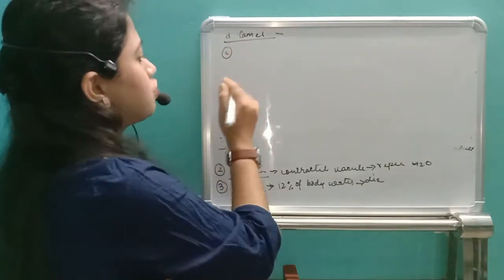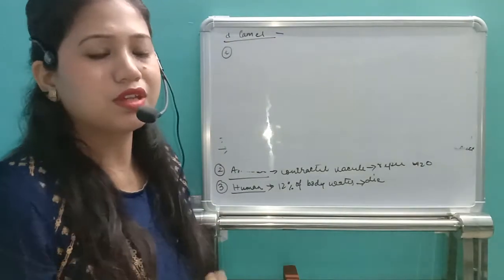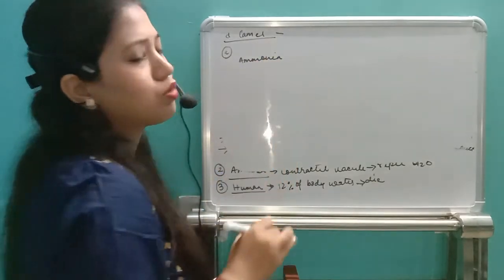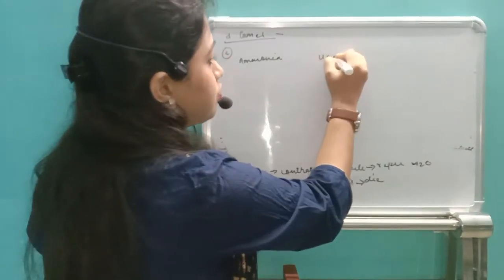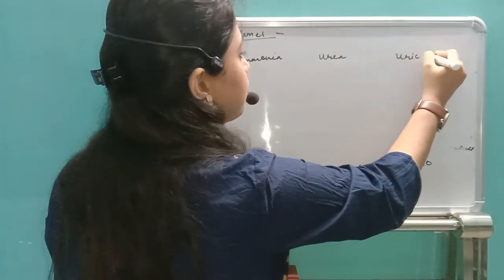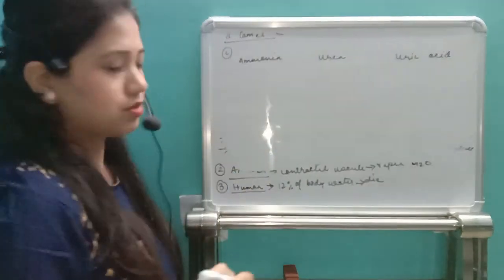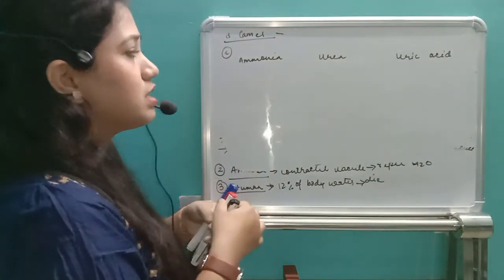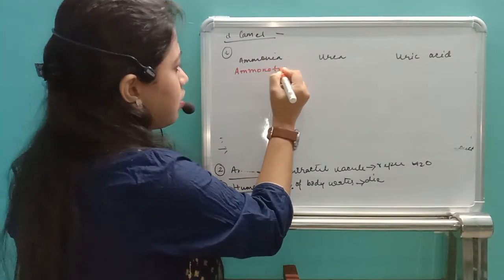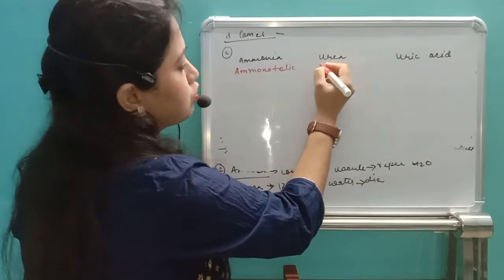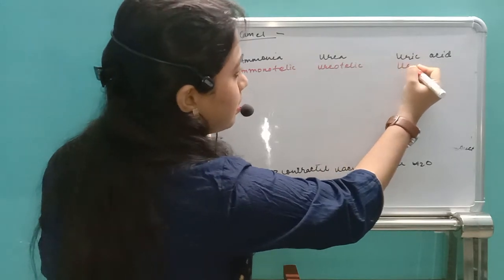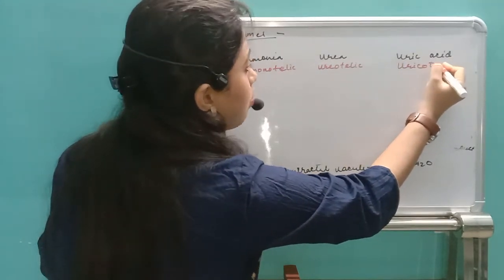Next, another thing you need to know is that different types of organisms produce different types of waste product. Some organisms release ammonia, so this group will be known as ammonotelic organisms. Some will produce urea, that will be called ureotelic organisms, and some will produce uric acid, so that will be called uricotelic organisms. Remember, those releasing ammonia are ammonotelic, those releasing urea are ureotelic, and those releasing uric acid are uricotelic.